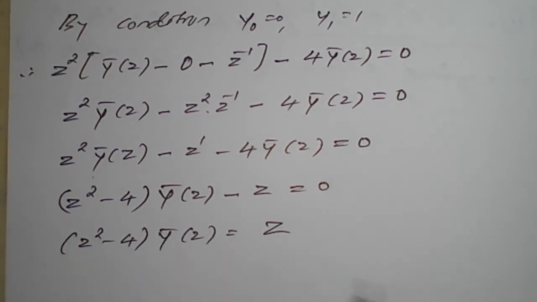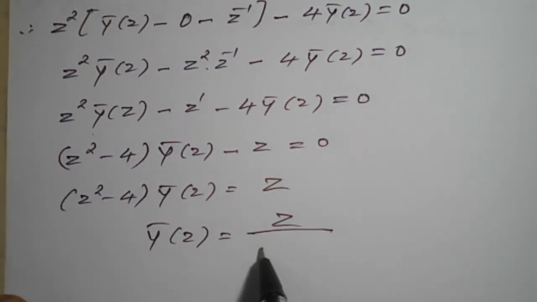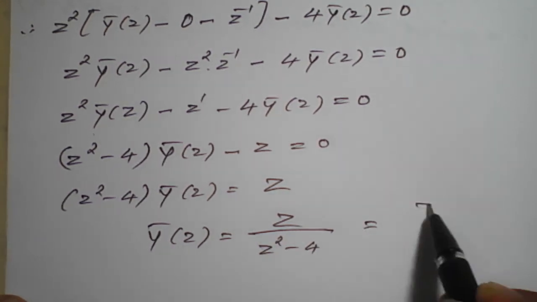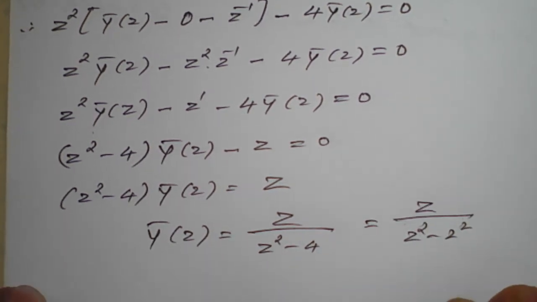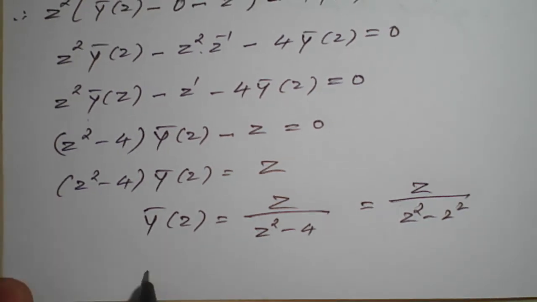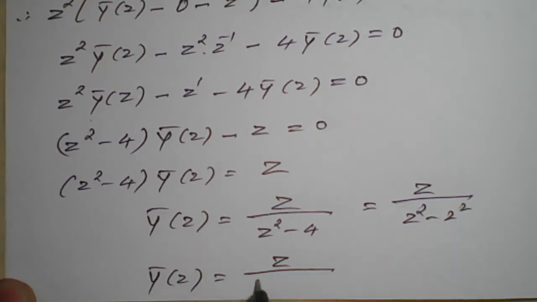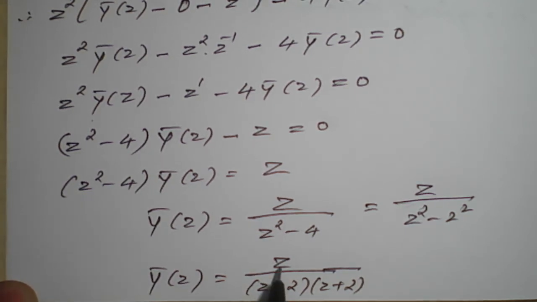Cross multiply the z square minus 4 to the right hand side. So y dash of z is equal to z divided by z square minus 4. Z square minus 4 can be written as z square minus 2 square, since 4 can be written as 2 square. So finally y dash of z is equal to z divided by a square minus b square form. It is nothing but z divided by z minus 2 into z plus 2. So we got this expression now. This expression we need to simplify, so we'll continue. Take this z to the left hand side.